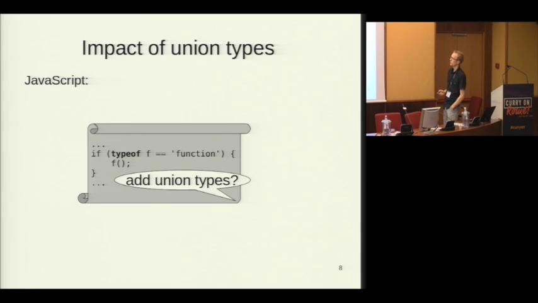Most programmers would agree that this programming pattern occurs. You do some kind of typeof test, and inside the if branch, you use f as a function if you tested it to be a function. So union types would be reasonable to add to support this kind of programming pattern.